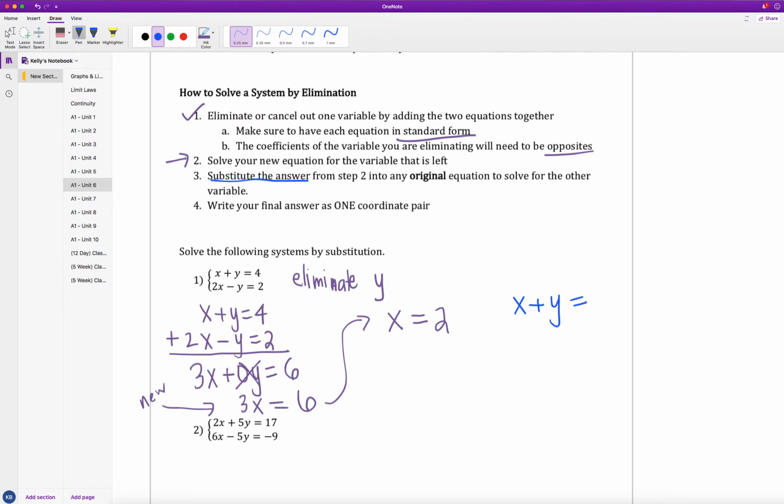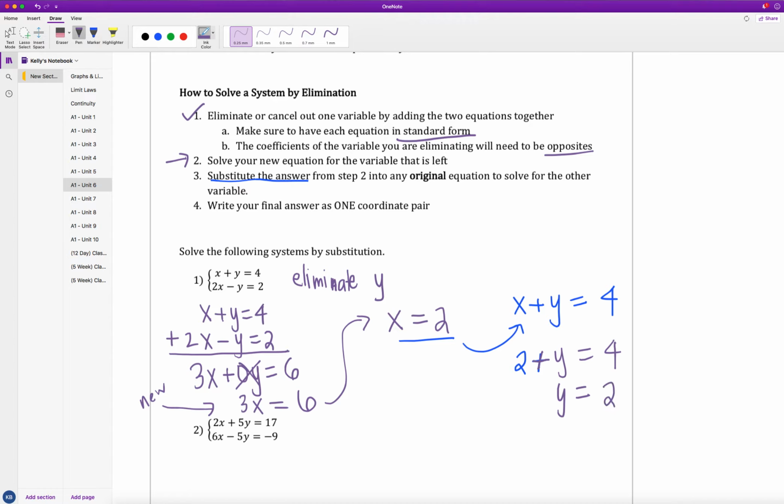I'm going to go ahead and use the first equation. Why not? So I have x plus y equals 4, and I want to substitute in x equals 2 into that equation. I will then end up with 2 in place of the x, so I'll get 2 plus y equals 4. I can now solve this for y. I can subtract 2 and I end up with y equals 2.